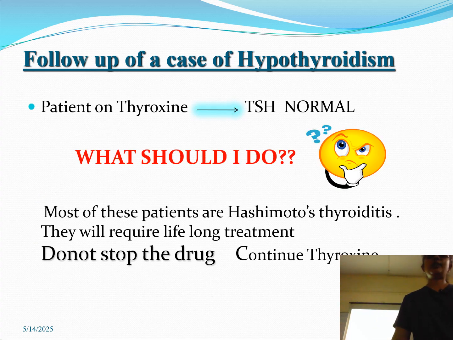If the patient is on thyroxine and the TSH is normal, what should be done? Most of the patients have Hashimoto's thyroiditis, so they will require lifelong treatment. You should continue the thyroxine. You should not stop the drug.